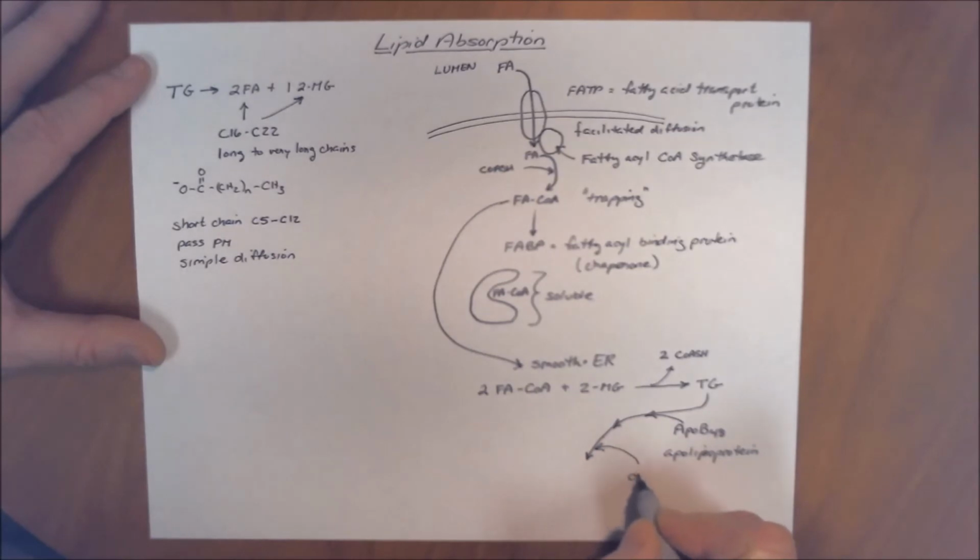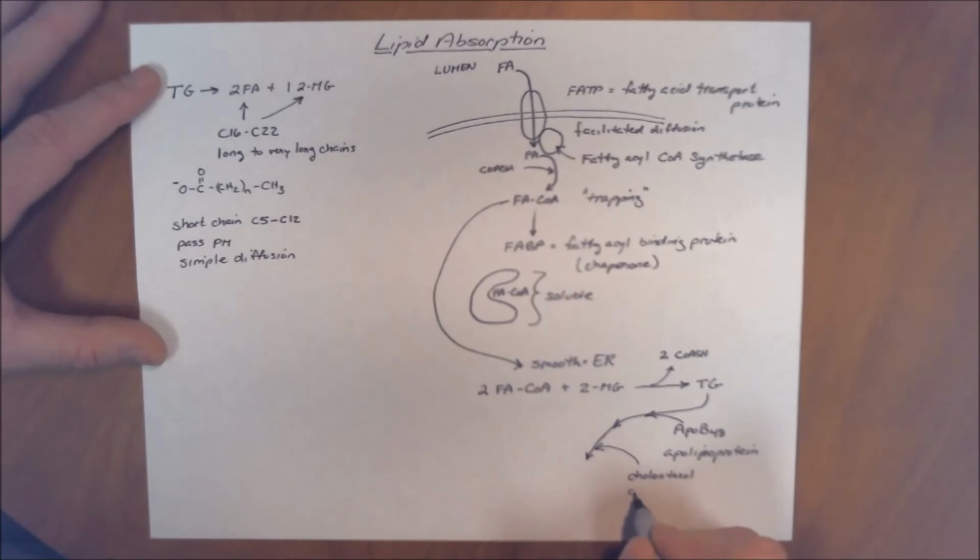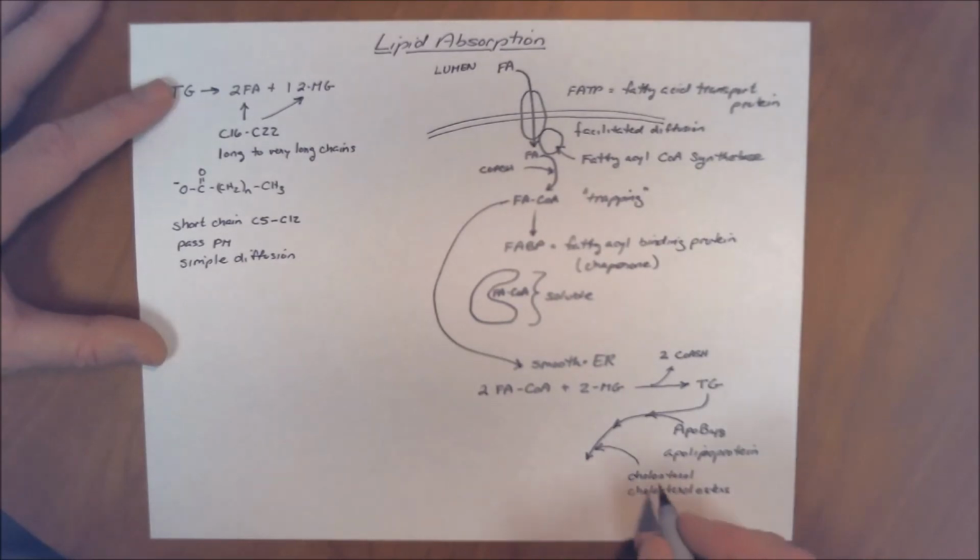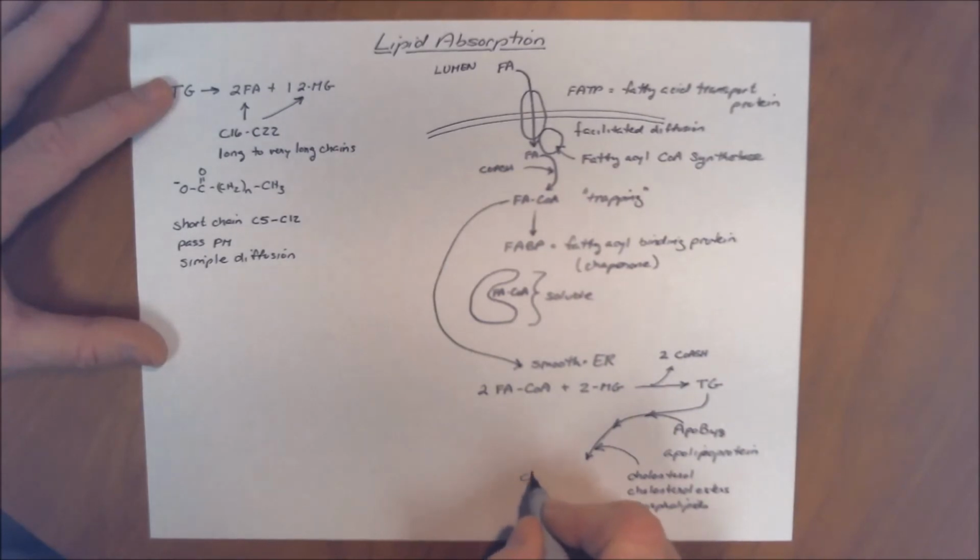To this, we are going to add our cholesterol. We are also going to add our cholesterol esters. Recall that these were generated from our digestion. We're going to recombine the cholesterol with a fatty acid to make an ester, and any phospholipids that were obtained in our diet will also be added to this. The final product is called a chylomicron.